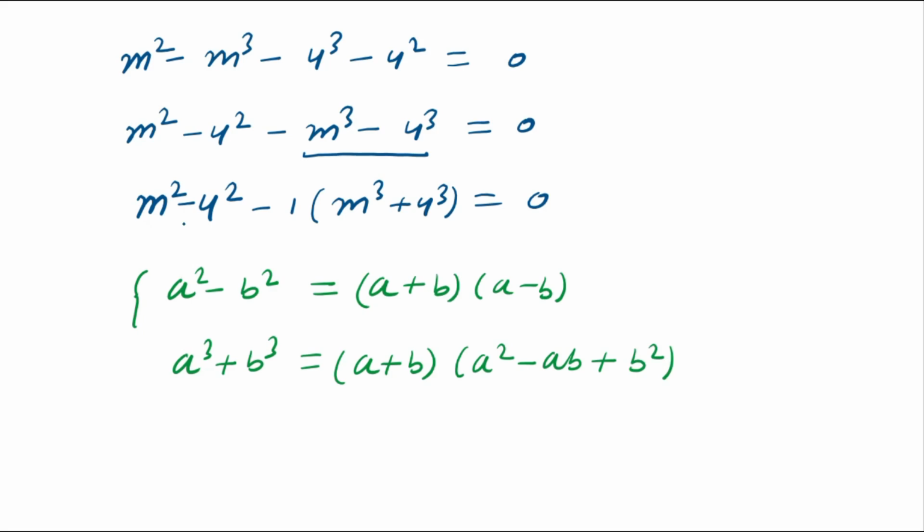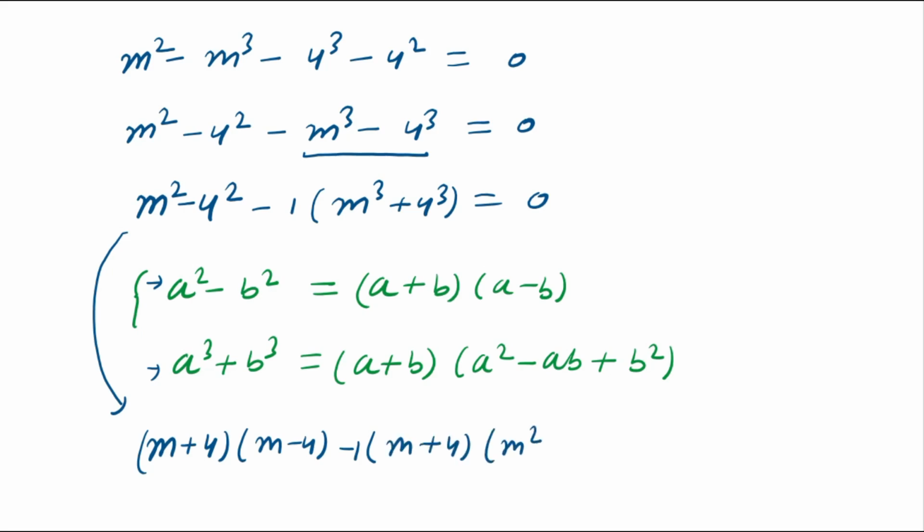Here for m square minus 4 square, we will apply this rule, then the factor of m square minus 4 square is (m plus 4) multiplied by (m minus 4), here minus 1, and for m cube plus 4 cube, we apply this rule, then this is (m plus 4) times (m square minus m times 4 plus 4 square), and this is equal to 0. So (m plus 4) times (m minus 4), minus (m plus 4) times (m square minus 4m plus 16).